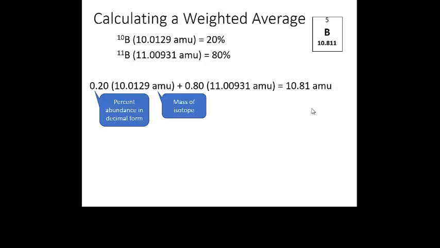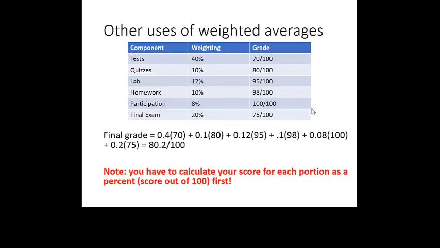Okay, so where else might you see weighted averages? In calculating grades, right? If you look at your syllabus, you will probably see that tests are worth something like 40% and quizzes are maybe worth 10%, lab is worth 12%, homework is worth 10, maybe participation is worth 8, and your final exam is worth 20%, right? So that's going to be a weighted average. You have lots of homework assignments over the course of the semester that are probably worth far more than 10 points total, right? But you're going to take that and you're going to weight it as 10% of your grade.